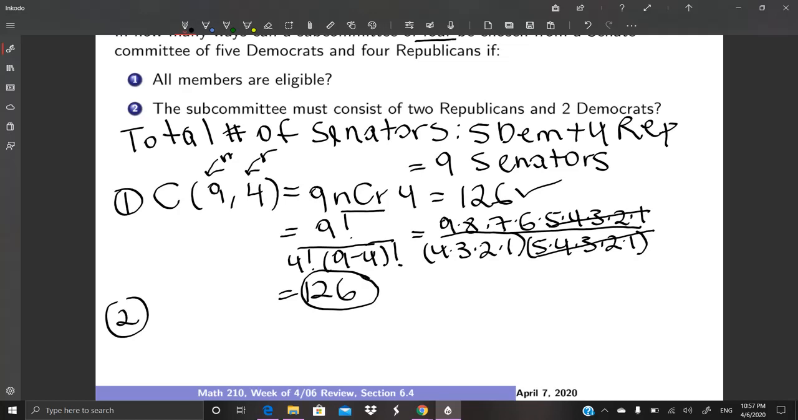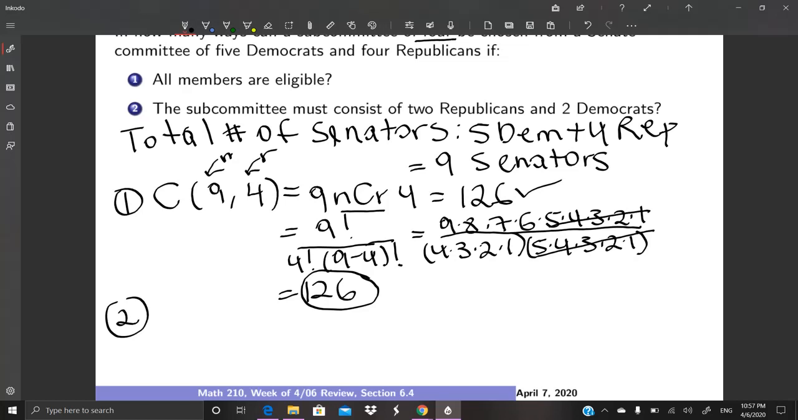Now let's go to the next question. The subcommittee must consist of 2 Republicans and 2 Democrats. Remember, we still need 4 people, but now we are putting restrictions on things, right? We have to have 2 Republicans and 2 Democrats. So the difference between this question and number 1 is that in number 1, you could have all 4 be Democrats or all 4 be Republican or 1 and 3, 3 and 1, 2 and 2. Now we're saying that nope, we have to have 2 Republicans and 2 Democrats.